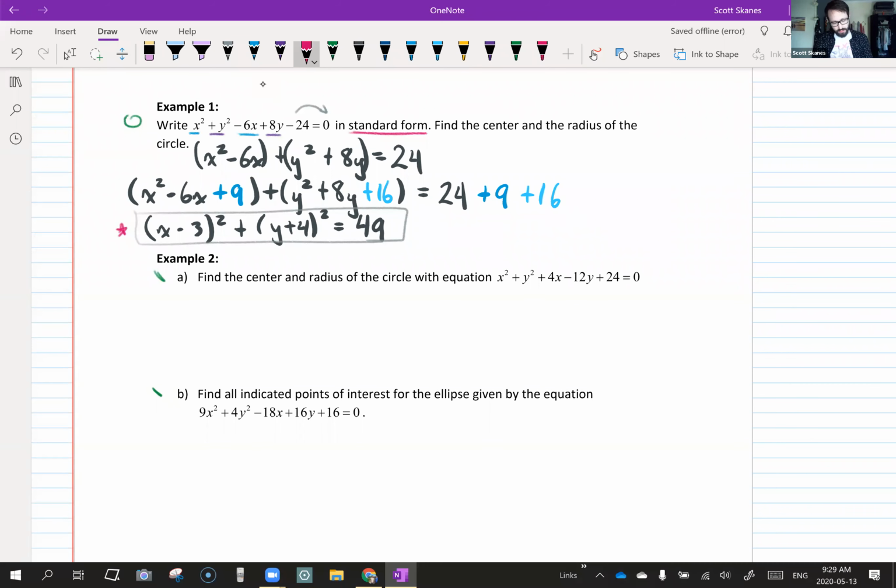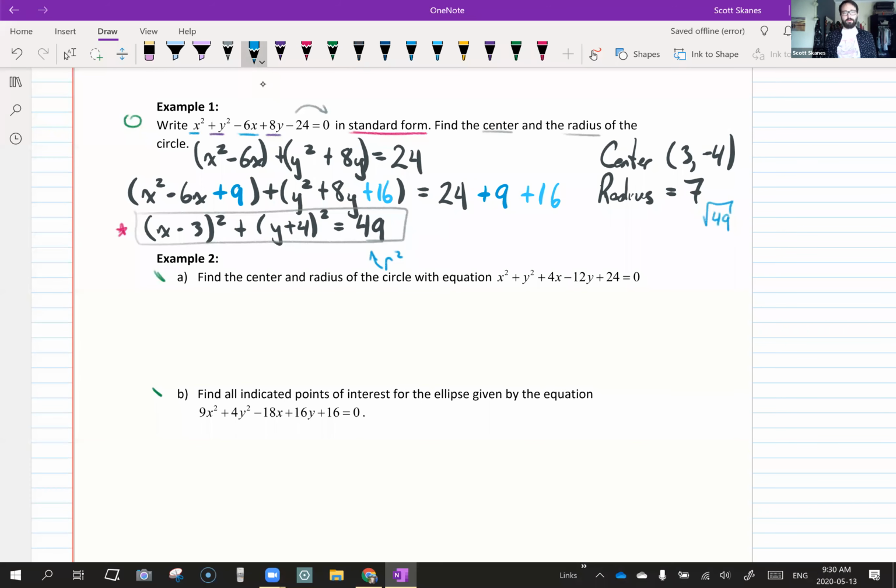So we can answer our question now. Find the center and the radius. That's easy now that it's in standard form. Center is (3, -4). The radius is, well, this guy here is r squared, so it must be the square root of that, which is 7. And if you're not sure why, it's the root of that 49.